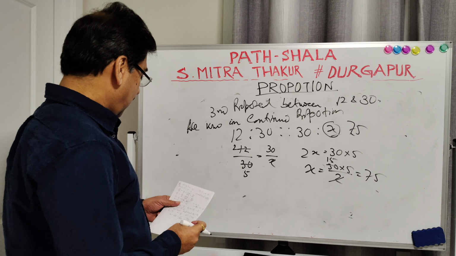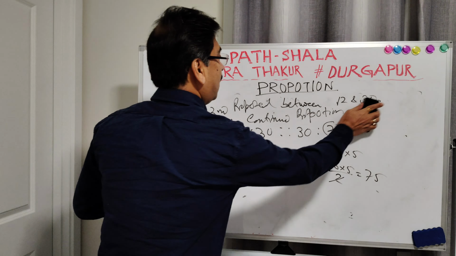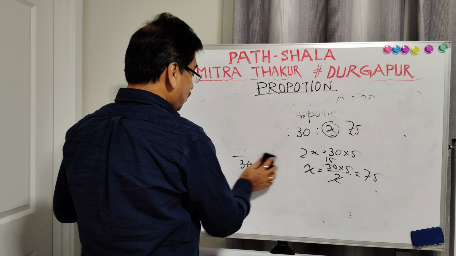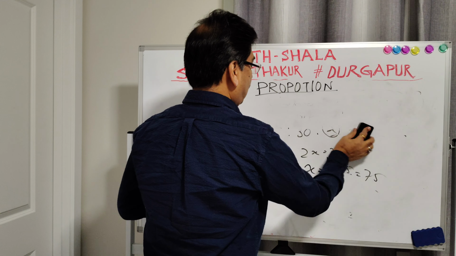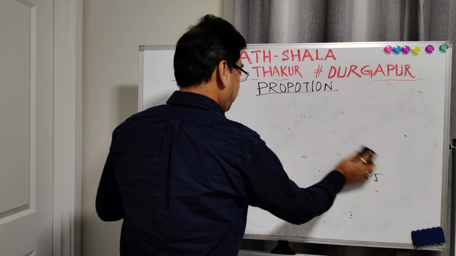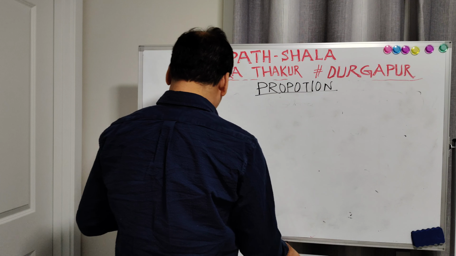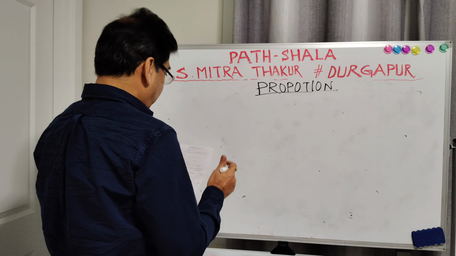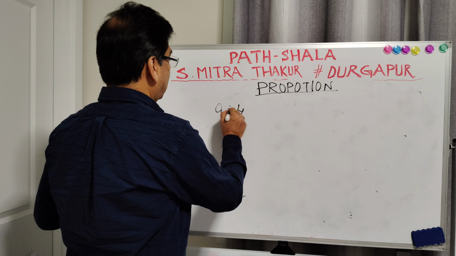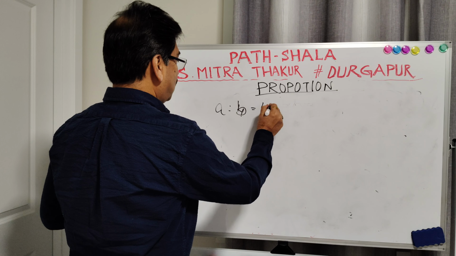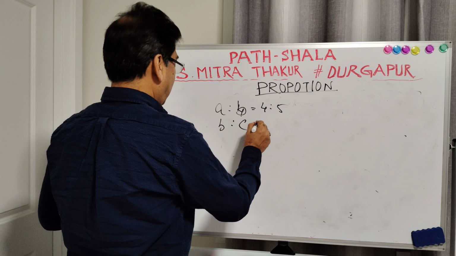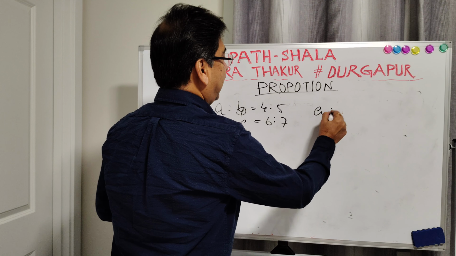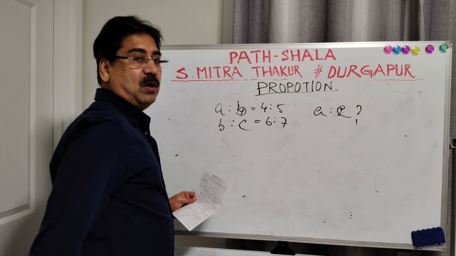Now another math: two ratios are given, A is to B and B is to C, and then you will calculate A is to C. A is to B equal to 4 is to 5 and B is to C is equal to 6 is to 7. What will be the ratio of A is to C?